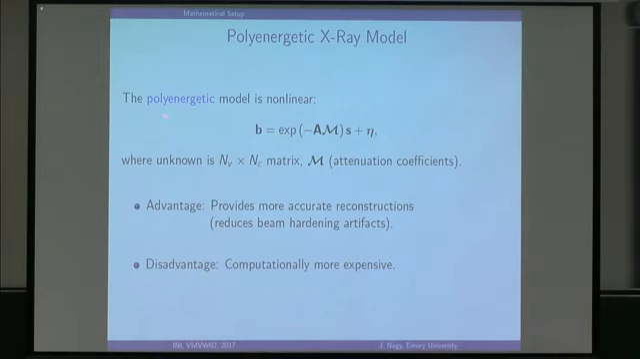So the full polyenergetic model is what I would call this. It takes into account the spectral distribution at multiple energies. And again, this guy is going to be quite big in terms of my unknowns. If I have a 3D volume that I reconstruct, each column is the number of voxels in it, times the number of energies that I want to discretize. The advantage is it provides more accurate reconstructions and reduces beam hardening artifacts, the streaking artifacts that you often see in reconstructions. But it's computationally more expensive because this is really a nonlinear problem that you need to solve now.